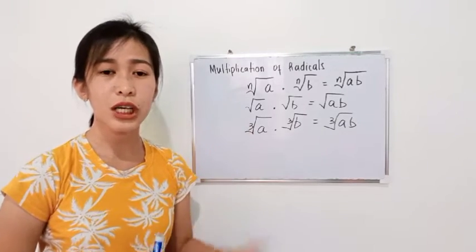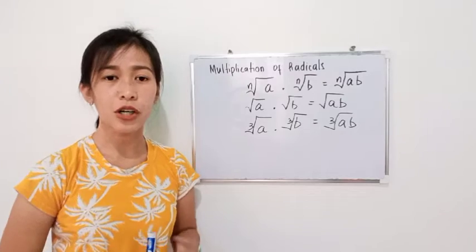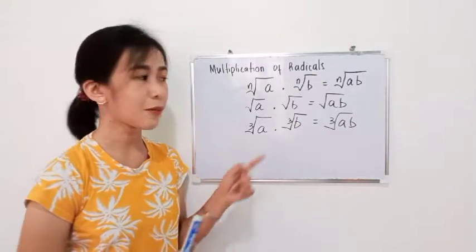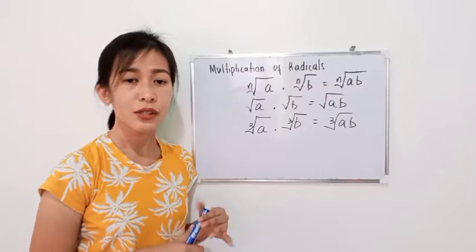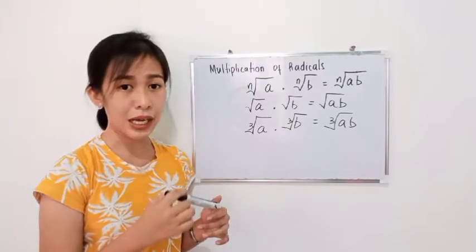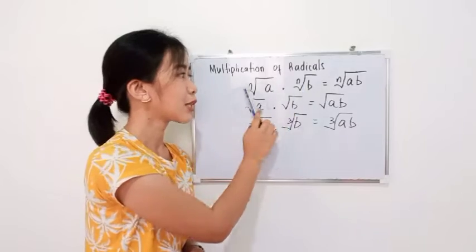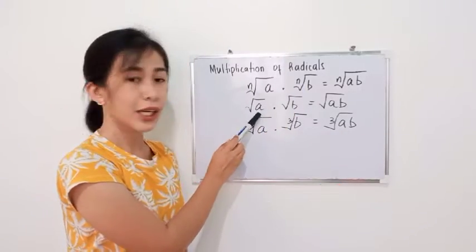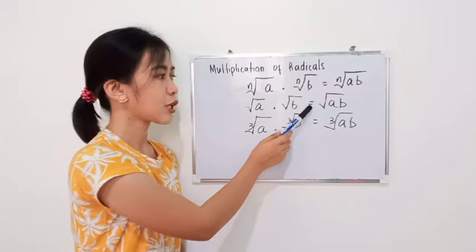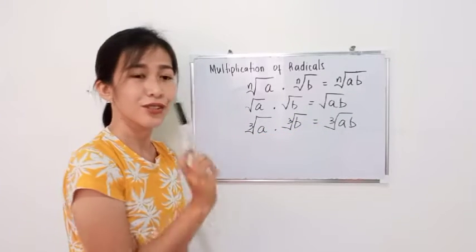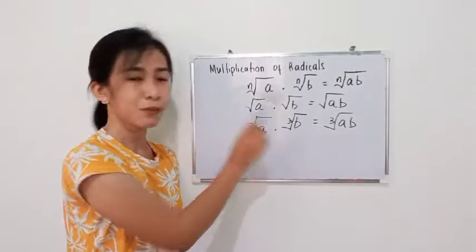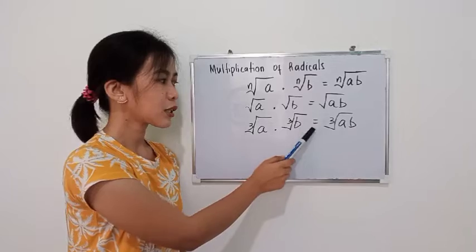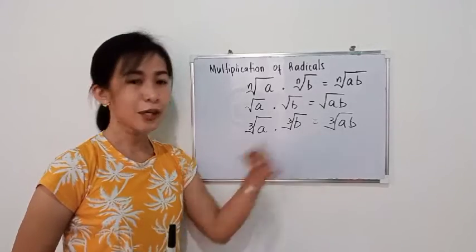So, sa addition and subtraction, dapat mape-perform mo siya or ma-add or subtract mo siya kapag similar radicals. Dito naman, it doesn't matter kung magkaiba yung radicand as long as magkatulad dapat yung kanilang index. Okay? Like for example, square root of A times square root of B is equal to square root of AB. We're just going to multiply the radicand A and B. Ganun lang kasimple. Cube root of A times cube root of B is equal to cube root of AB.